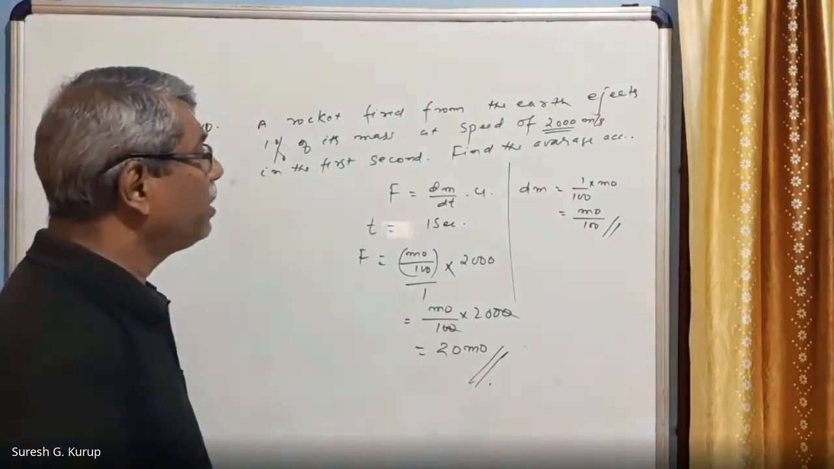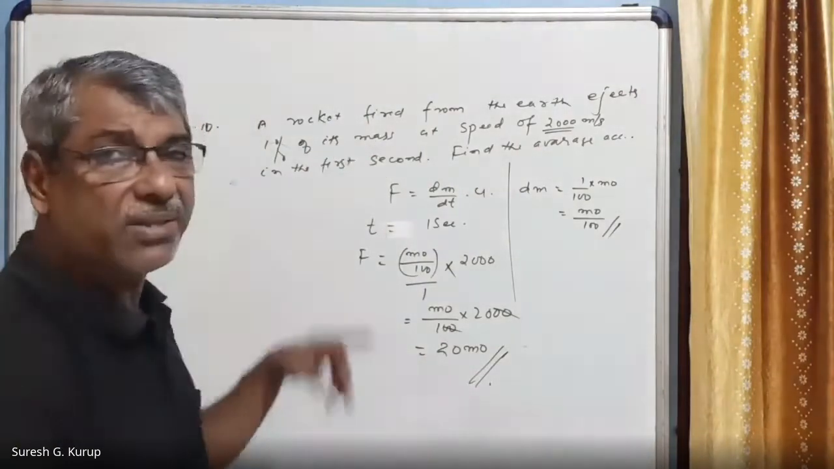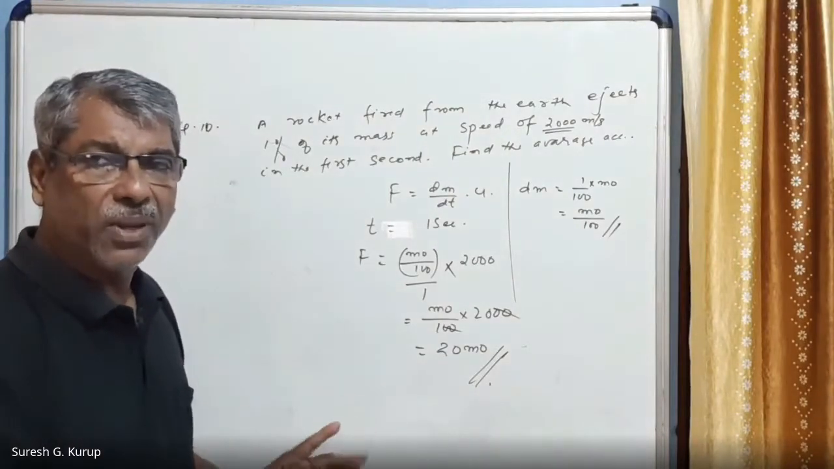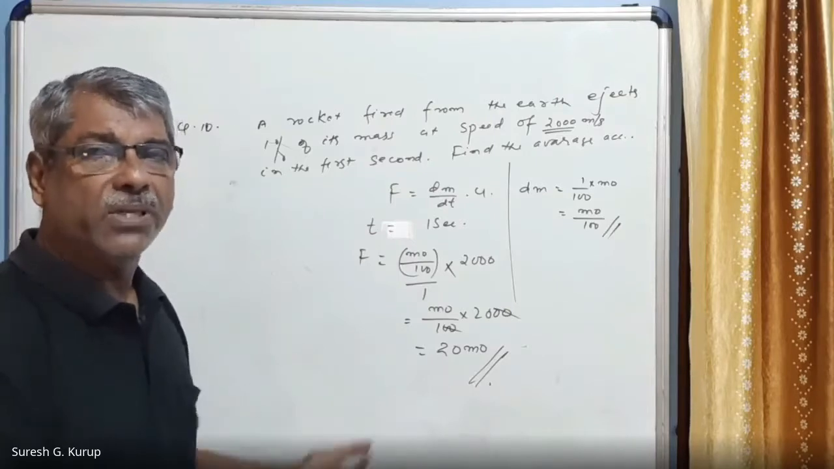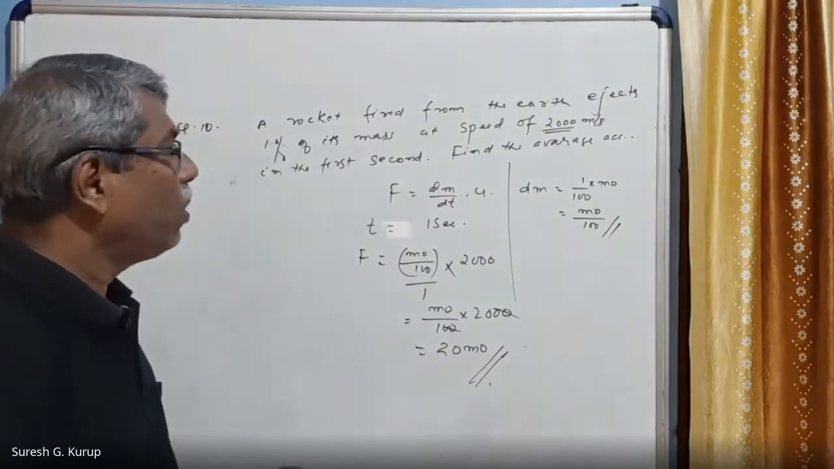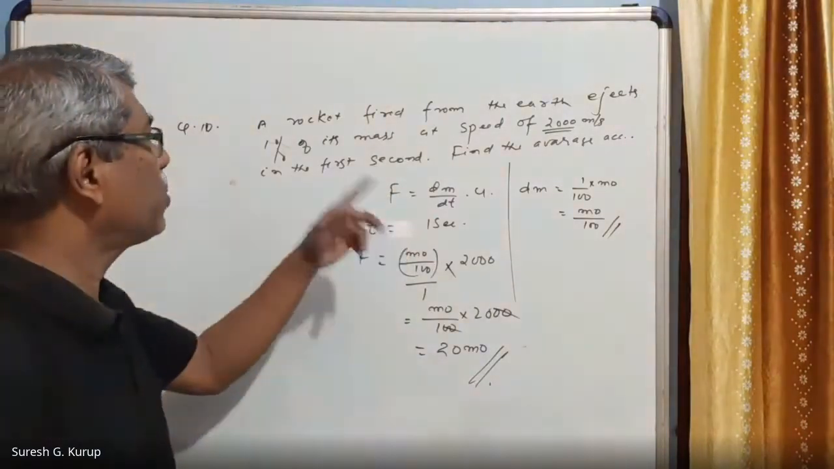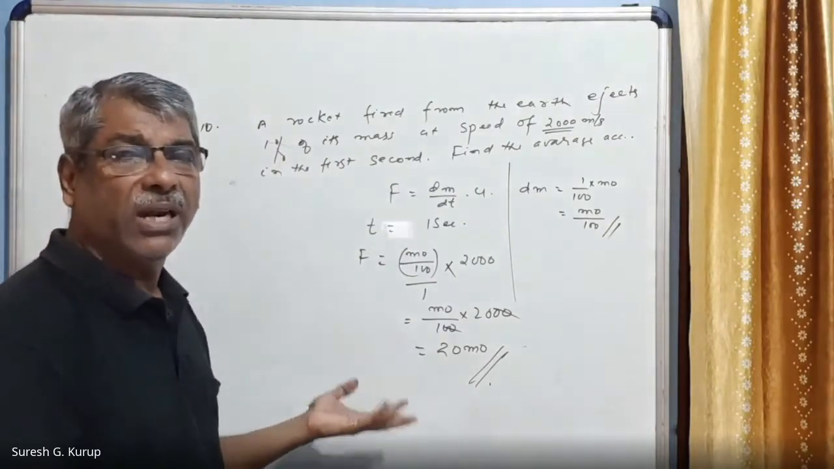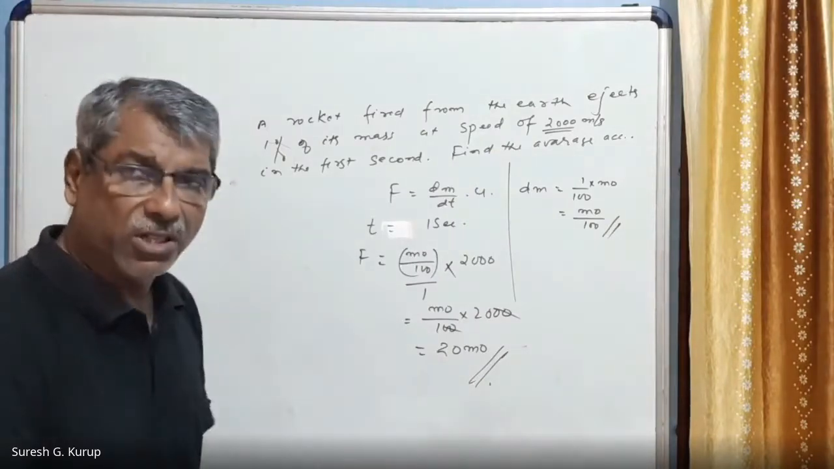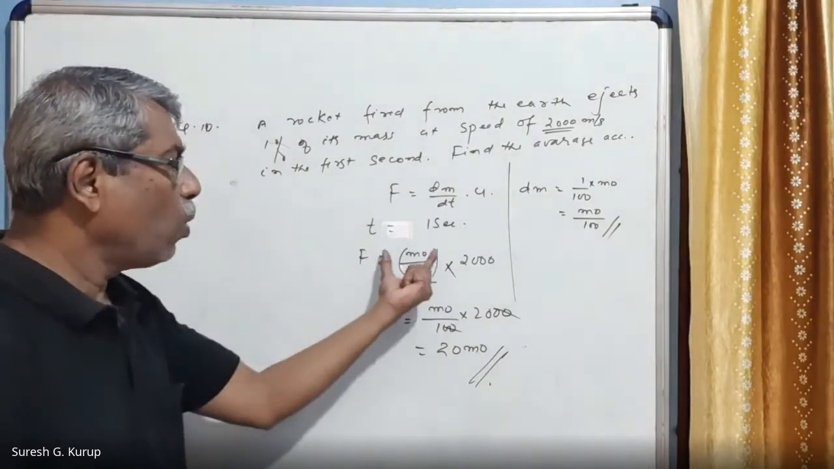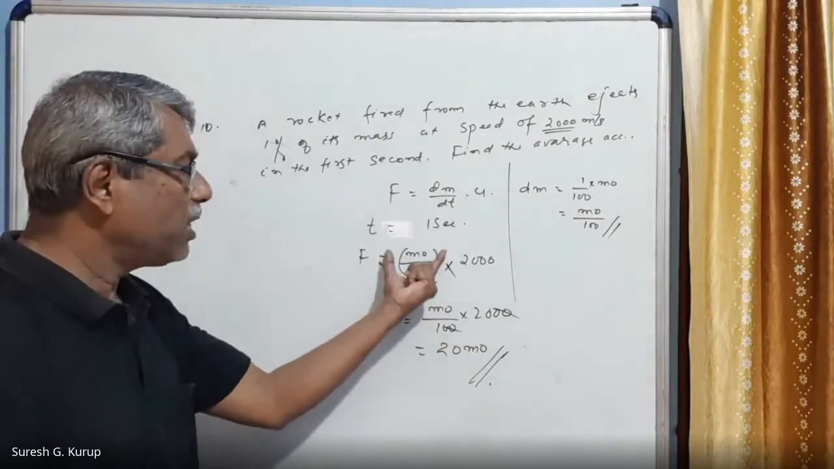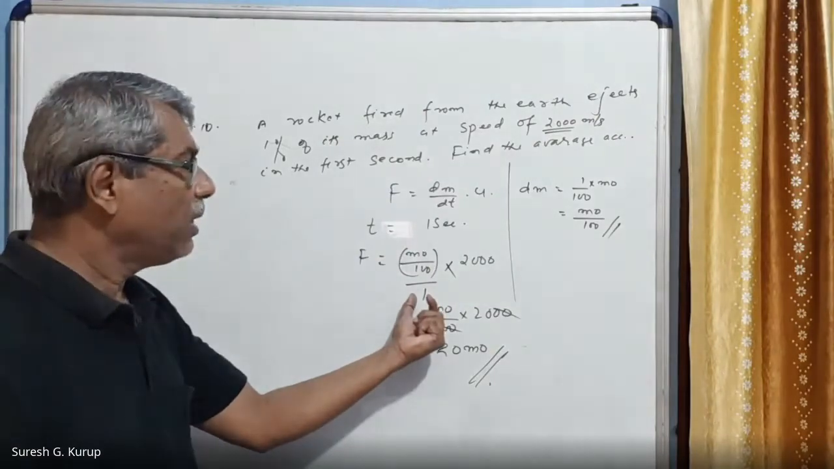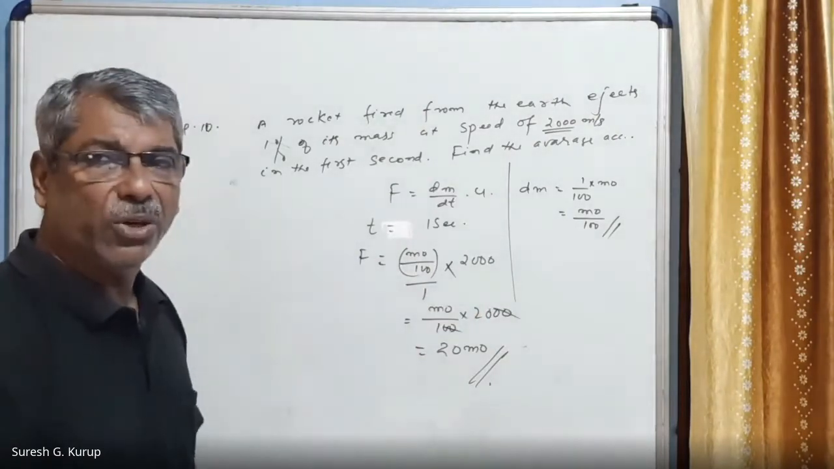So the typical thing is that the rest mass of the rocket is m0. In the first second, 1% of the mass is reduced. 1% of the mass is ejected at the speed of 2000, which means the rate of loss is 1% per second, that is m0 by 100 divided by 1 per second. dm by dt into 2000, you got F is equal to 20 m0.